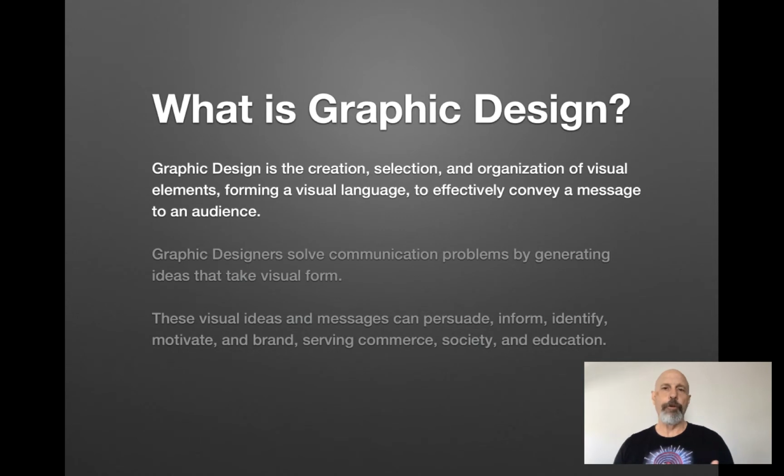Let's reread the first part of our definition. Graphic design is the creation, selection, and organization of visual elements forming a visual language to effectively convey a message to an audience. Now, in the previous video, we talked about that message to an audience being an objective one. Taking a look at this first part of the definition, you can see that it says creation, selection, and organization of visual elements. And we take these visual elements and we use them to form a visual language.